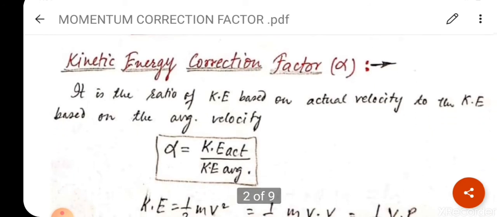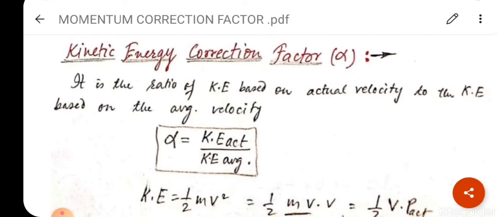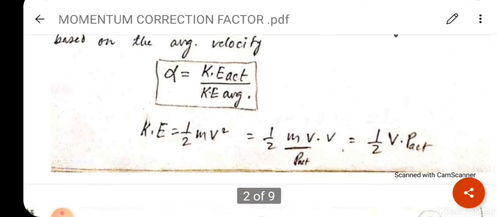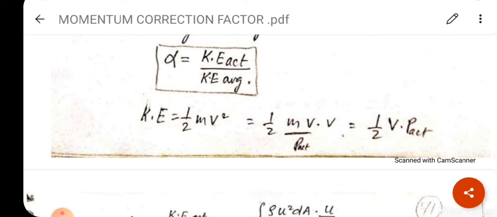Now we will discuss kinetic energy correction factor. It is the ratio of kinetic energy based on actual velocity to the kinetic energy based on the average velocity. It is denoted by alpha, equal to kinetic energy actual upon kinetic energy average. We all know that kinetic energy is given as half mv square, and half mv into v. I am separating v into v. mv is nothing but P actual. So we can write half v into P actual.